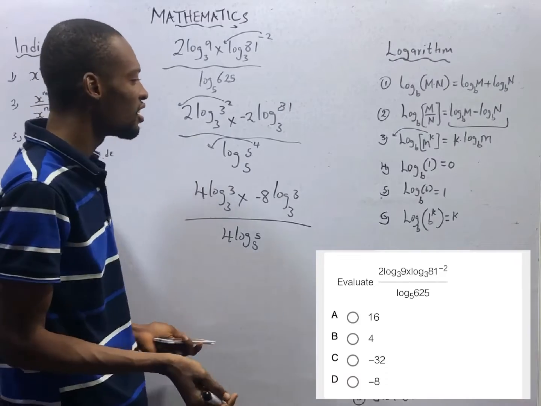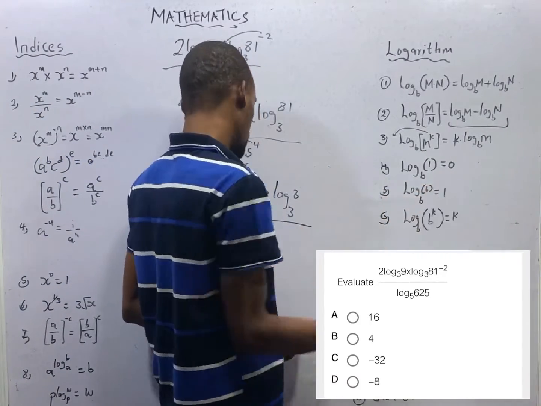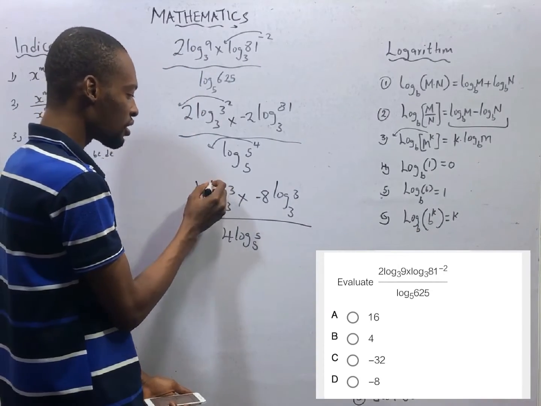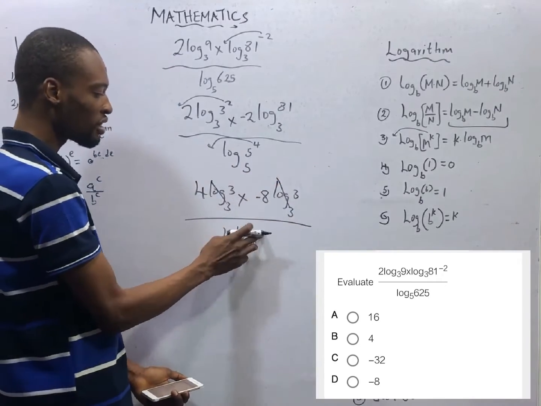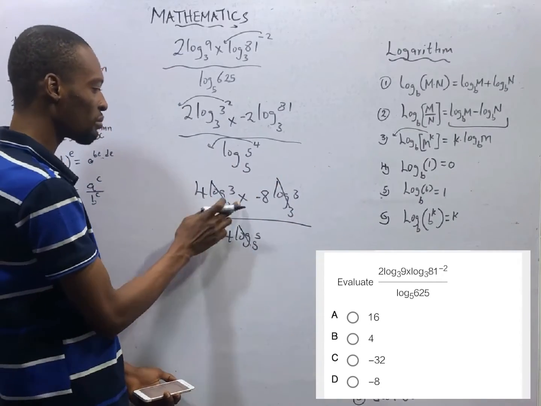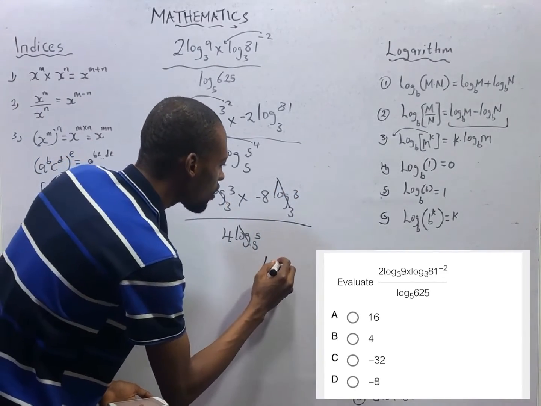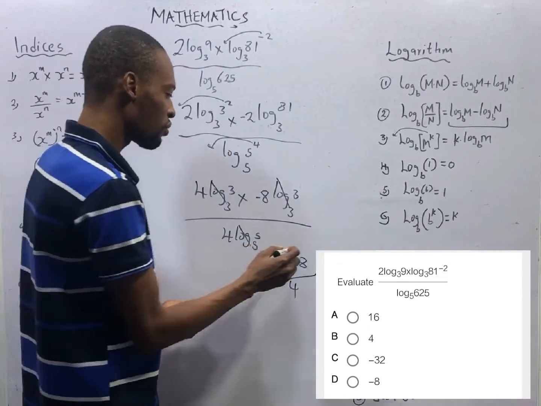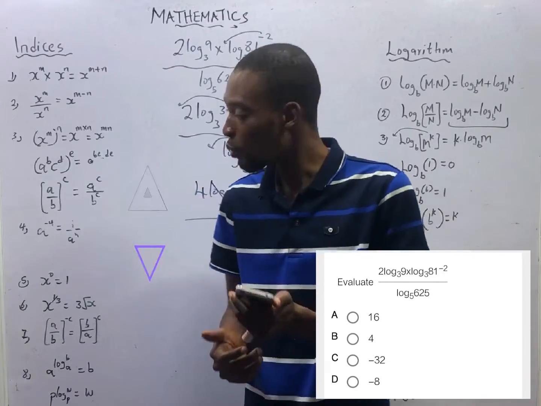Food is ready. If the log and the base are the same, that will give you 1. So log 3 with base 3 is 1. Log 3 with base 3 is 1. Log 5 with base 5 is 1. So 4 times 1, minus 8 times 1, 4 times 1, to give you 4 times minus 8 over 4. That will give you minus 8. Option D is the correct option.